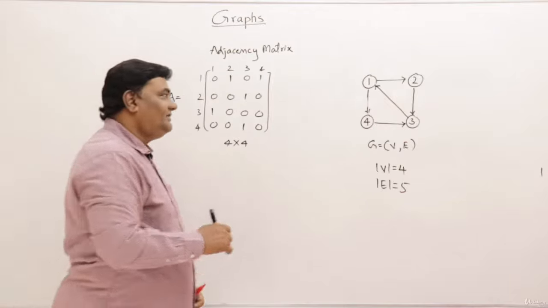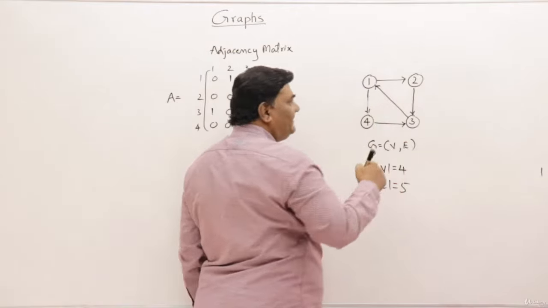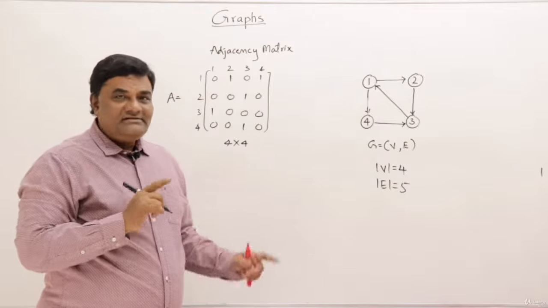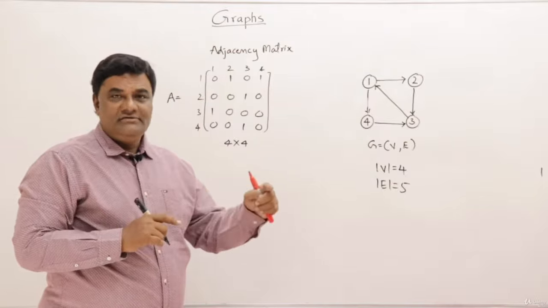In a non-directed graph, when there is an edge from 1 to 2, we were counting it either way, 1 to 2 as well as 2 to 1. But here, as it has direction, we will take it just as 1 to 2.